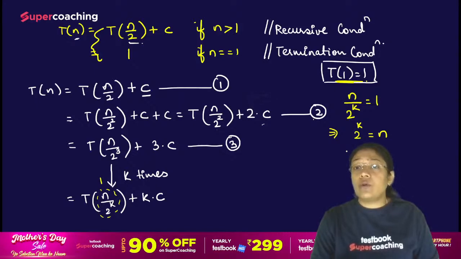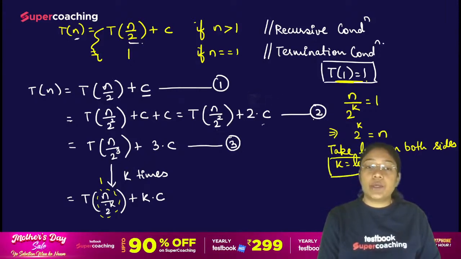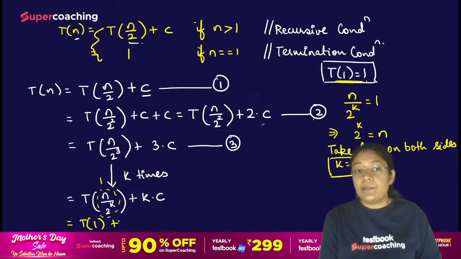I want the value of k, so we need to take log on both the sides. Take log base 2 on both sides. So this comes out to be k is equal to log base 2 n. Now substitute this value here. We have considered this value as 1. So ultimately this comes out to be T of 1 plus k, क्या हो गया? This is log n.